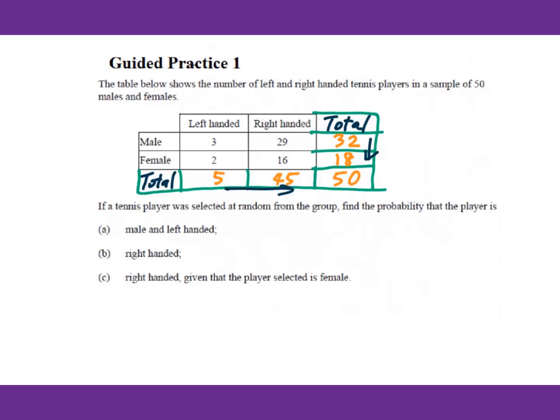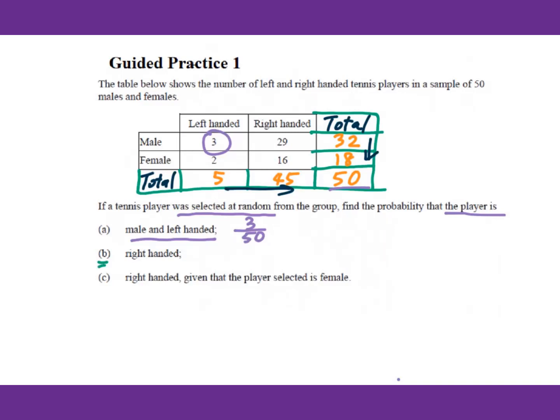If a player was selected at random from the group, find the probability that the player is male and left-handed. This table clearly shows to you that 3 players are male and left-handed. Therefore, 3 over 50. Remember, you always divide it by the total number. That will be the probability.